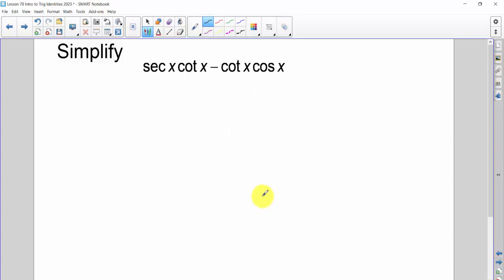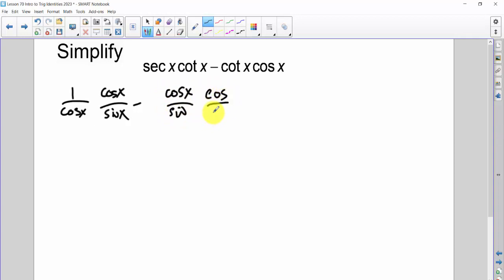Here's another problem. Now there's a lot of ways to handle these. I'll do this 2 ways just for fun. We could say this is secant, which is the reciprocal of cosine. Cotangent is cosine over sine, minus cotangent, which is the cosine over sine, times the cosine. So this ends up reducing. I get basically 1 over sine of x minus cosine squared over sine.